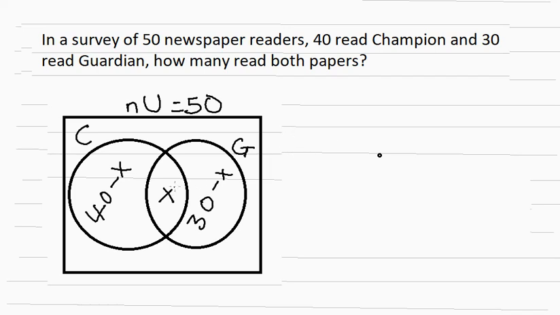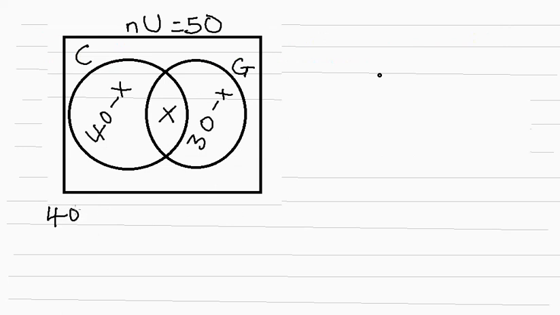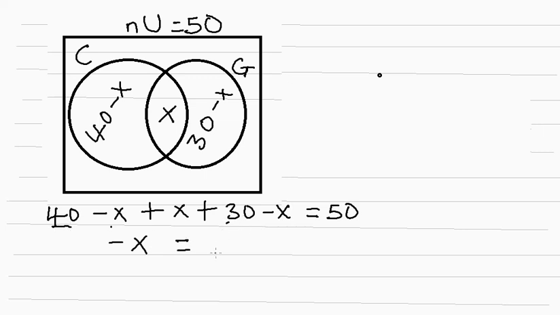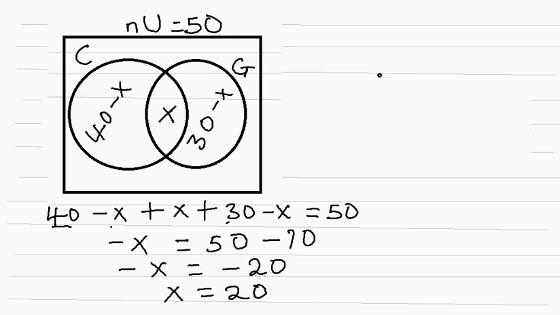So you know very well what we are going to do in this case. This is going to be the total number: 40 minus x plus x plus 30 minus x, everything is equal to 50. Collecting like terms, x plus x is 0, so I have minus x equal to 50 minus 70. So minus x is equal to minus 20. The minus cancels out, so I have x equal to 20. As simple as that.